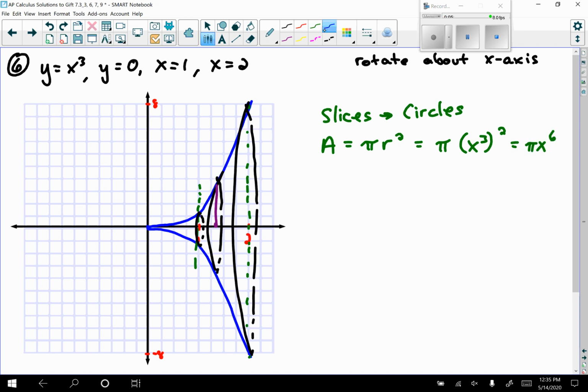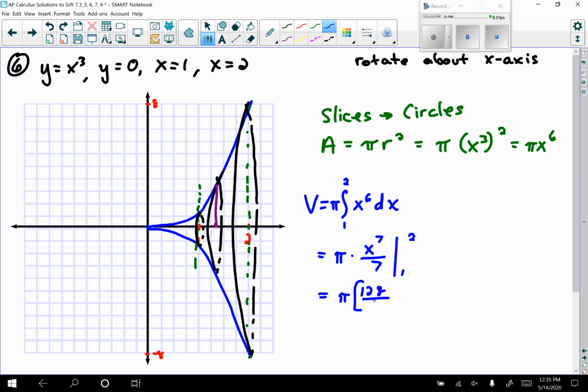So then our volume is going to be the integral just from 1 to 2. We could put the pi out in front and just have x to the 6th dx. So now this becomes pi times x to the 7th over 7 from x equals 1 to x equals 2. All right, so 2 to the 7th will give us 128.